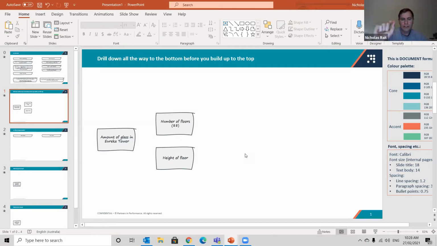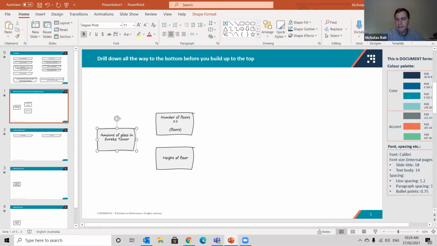So what I want to do is a quick pause here, all right? Just before we go into this a bit more, one of the things I think it's really good to do as you're starting this out, so number of floors, is think about what your unit is. We've got 88 as your estimate. Your unit here is floors. So when I say the amount of glass in Eureka Tower, what's our unit? Meter cubed or meter squared, either one.